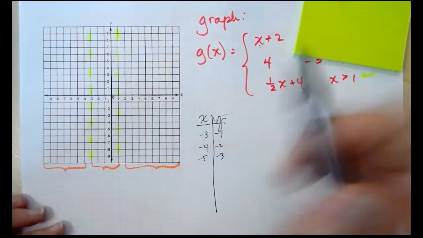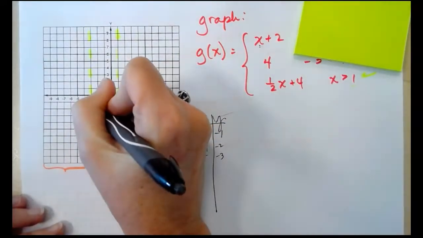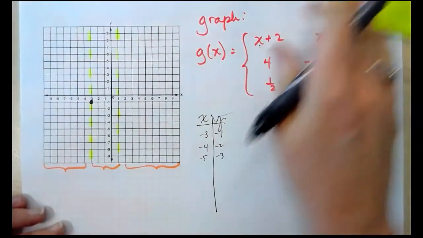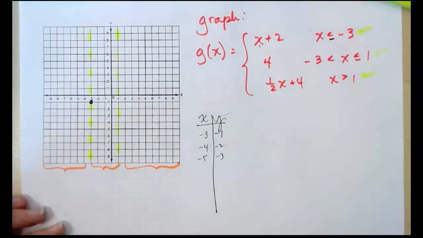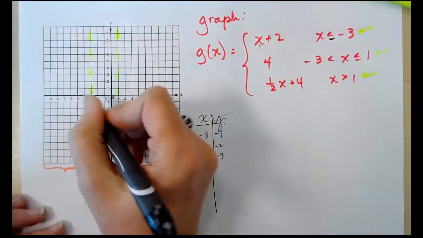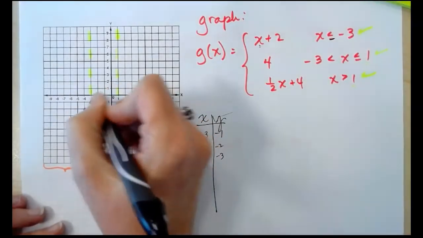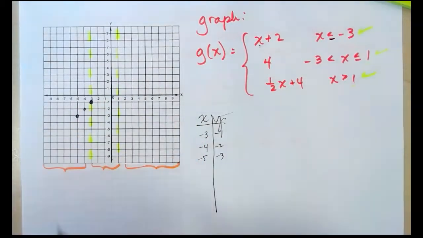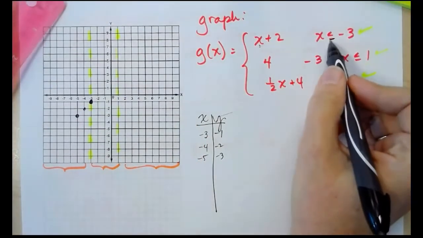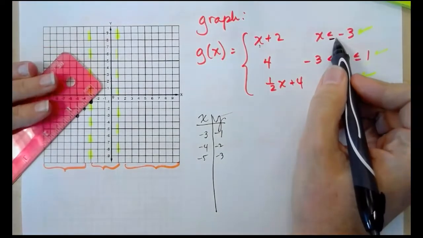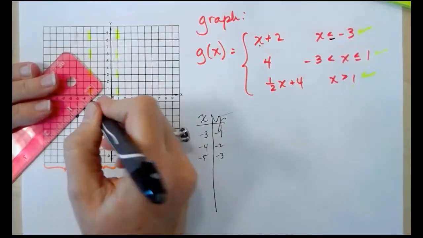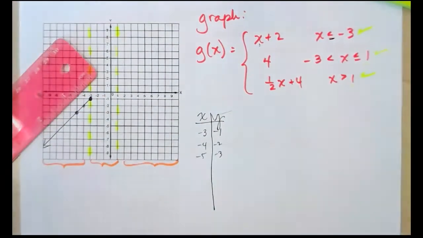Plot those points, back 3, down 1. And yes, it is solid because of the "or equal to" in this section of the piecewise function. -4, 2, and -5, 3. So what we've got happening here is that, and remember, all values less than or equal to -3. So this piece of the function is going to go just like that.